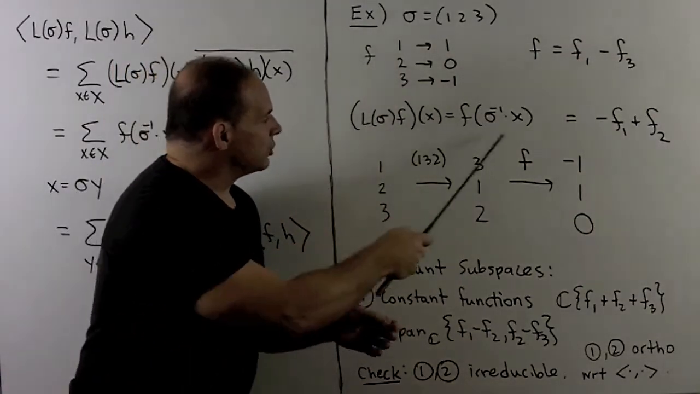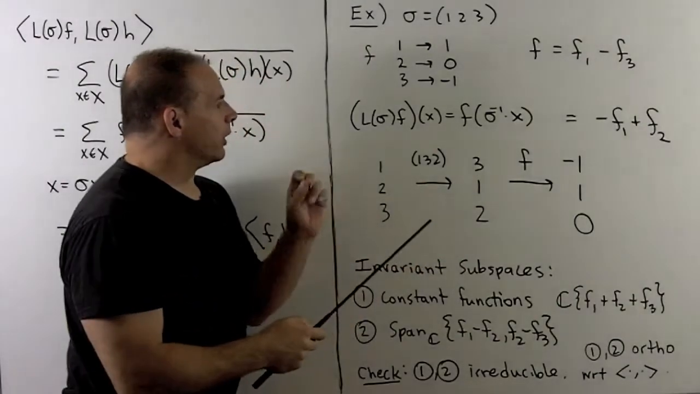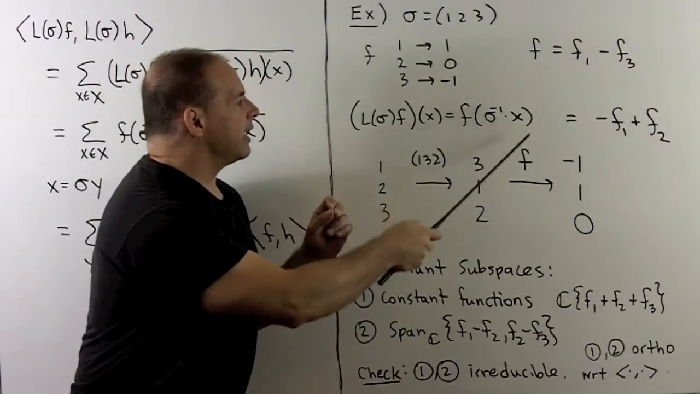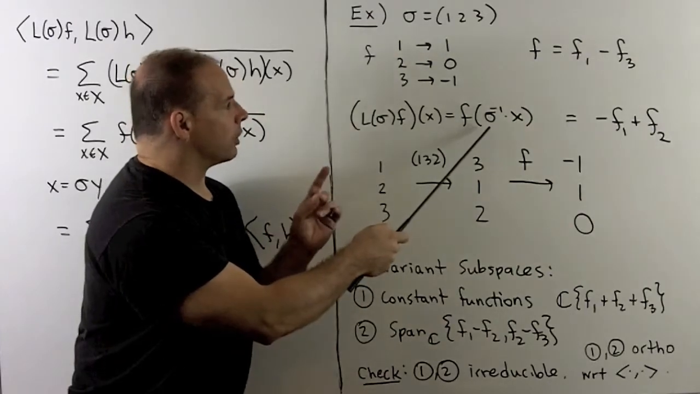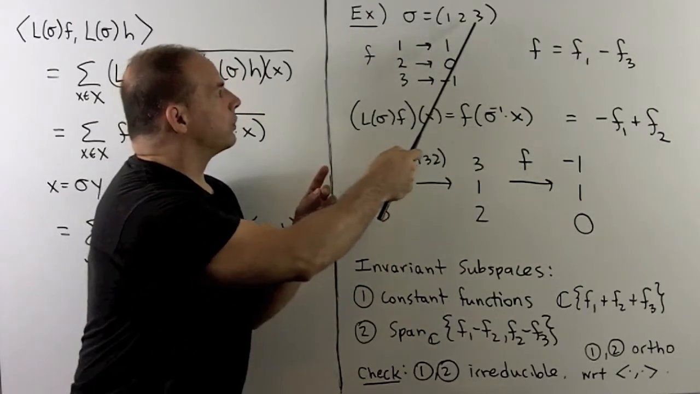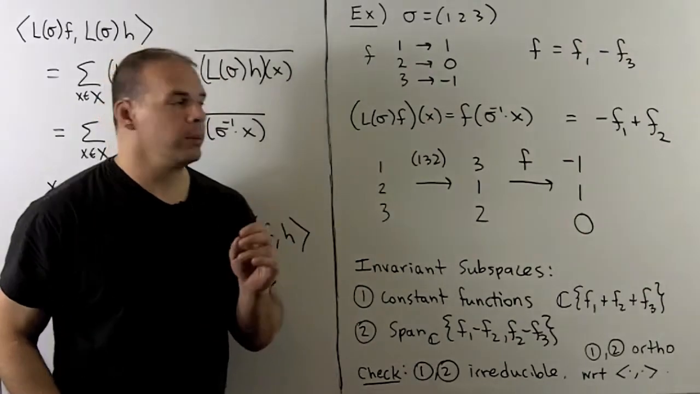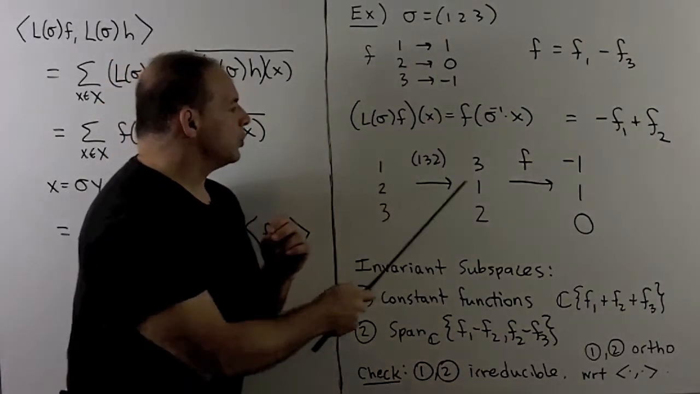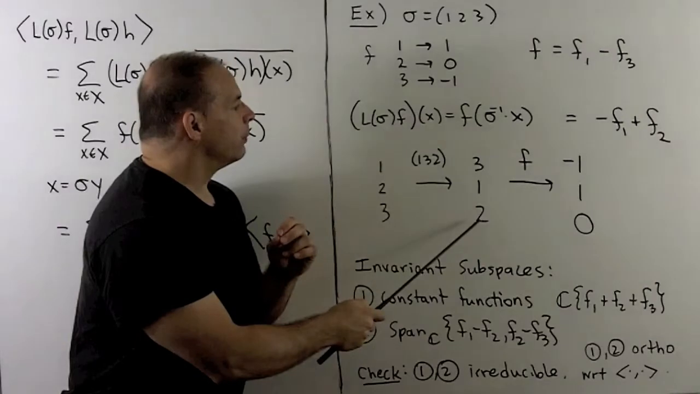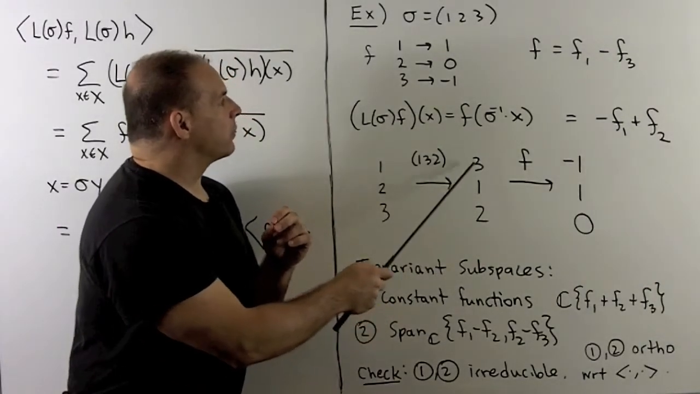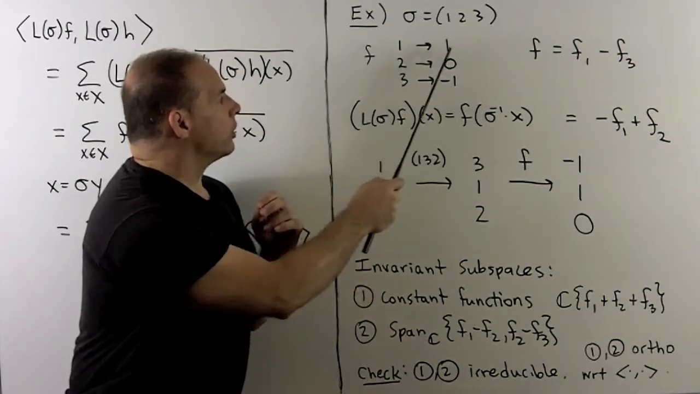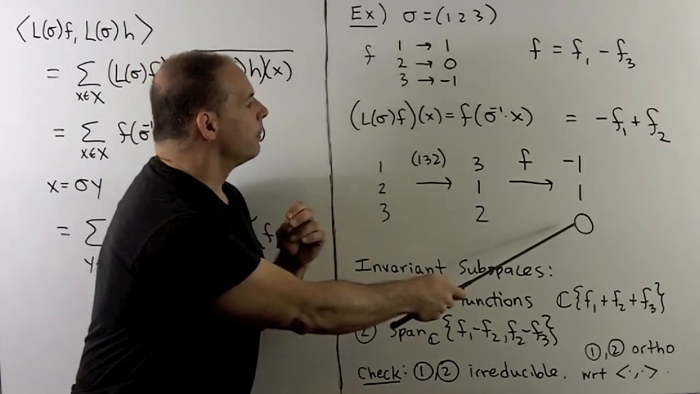We have our definition of the group action. So what are we going to do? I want to consider all candidates for x, so it's 1, 2, and 3. We're going to apply sigma inverse. If we have 1, 2, 3, the inverse is going to be 1, 3, 2. So 1 goes to 3, 2 goes to 1, 3 goes to 2. Now we're going to take this and stick it into f. So I'll have that 3 goes to minus 1, 1 goes to 1, 2 goes to 0.